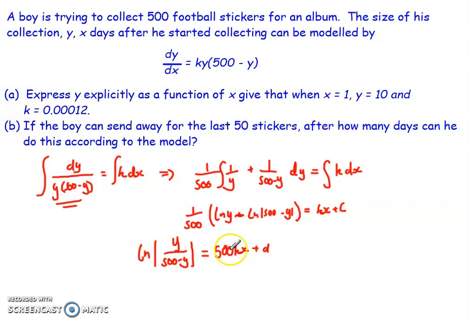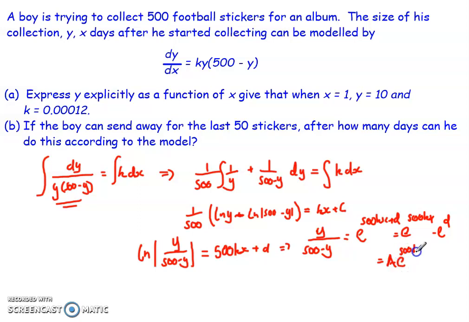Now, I've got to get rid of the logarithm, ln. If I do that, what I'll end up getting is that y over 500 minus y equals e to the power of 500kx plus my new constant d. Now again, use our rules of exponentials to split this up. It gives me e to the 500kx times e to the d. So what I know then is this left hand side is equal to a e to the 500kx. So I've got y over 500 minus y equals a e to the 500kx.